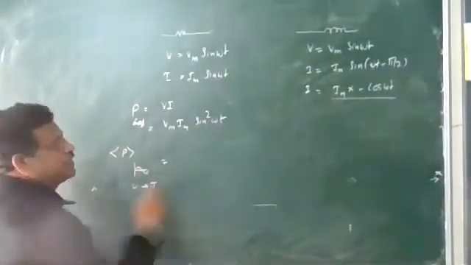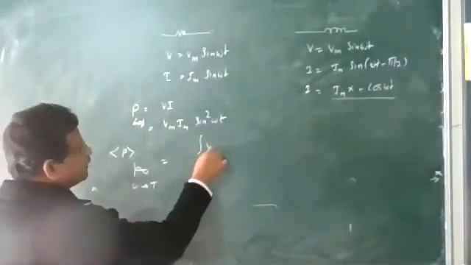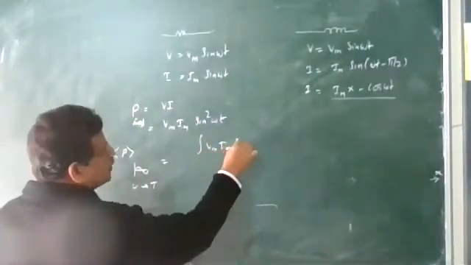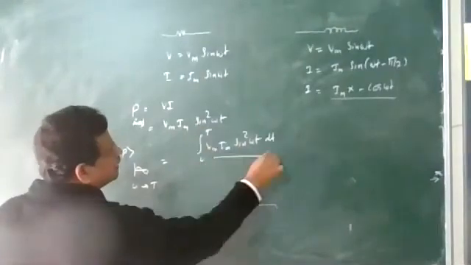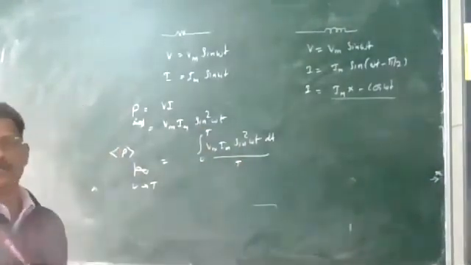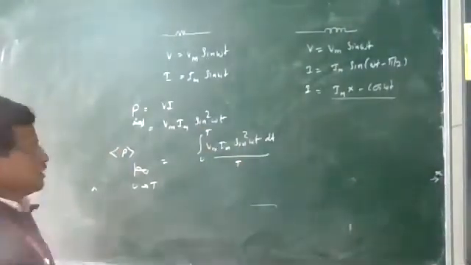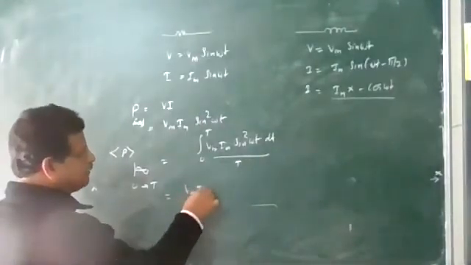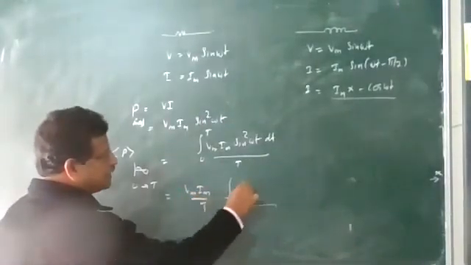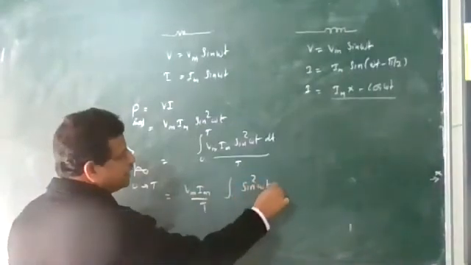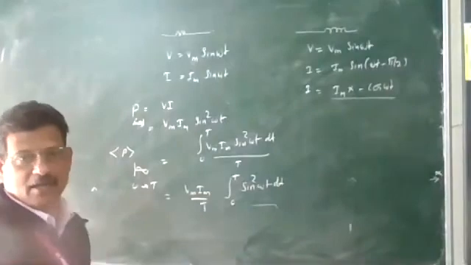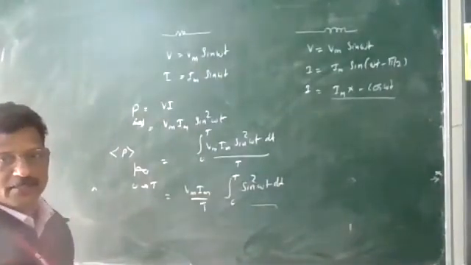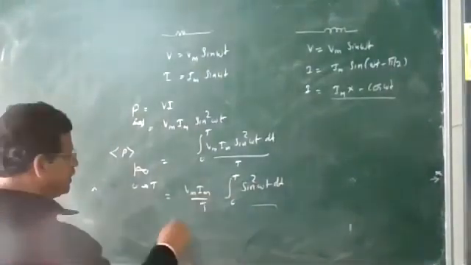For that we have to integrate this value: integrate Vm Im sin square omega t dt with limits 0 to T, divided by T. This is the average power over one complete cycle. The constant can be taken outside: Vm Im divided by T, times the integral of sin square omega t from 0 to T. Can anyone remember this value? We will repeat it again and again. We did it in the beginning: the integral of sin square omega t from 0 to T. Can anyone say that?